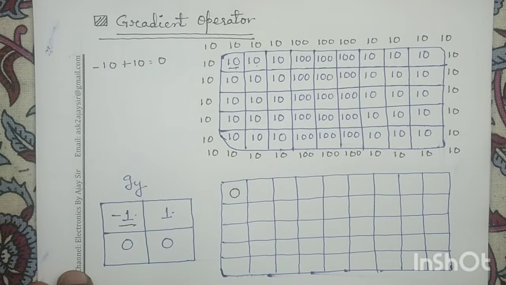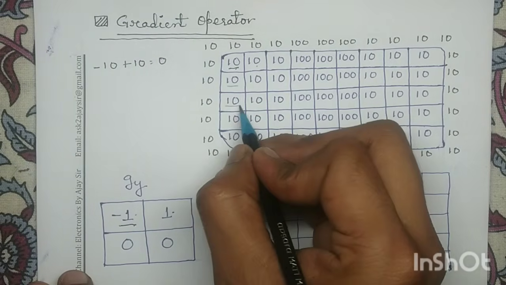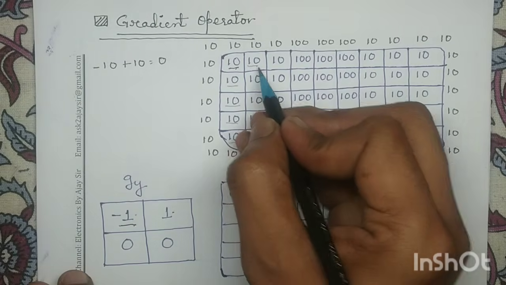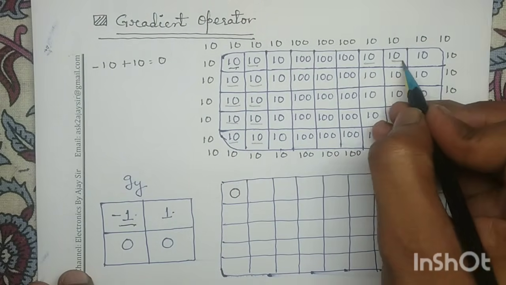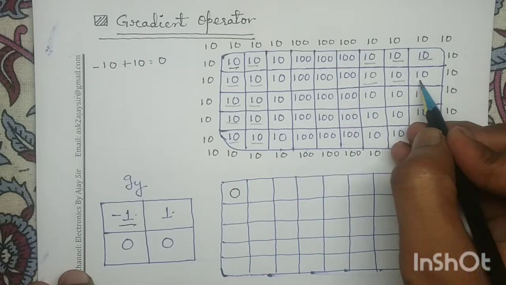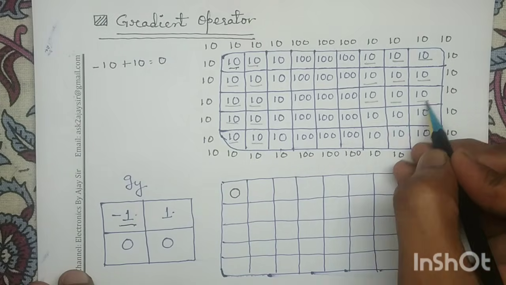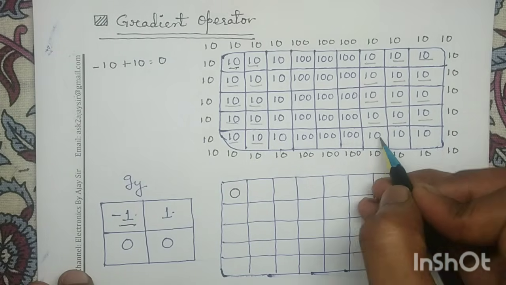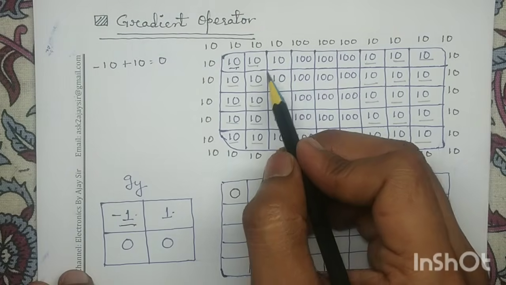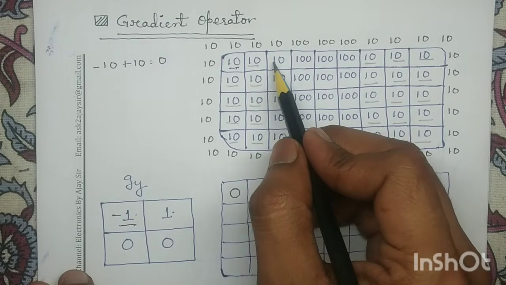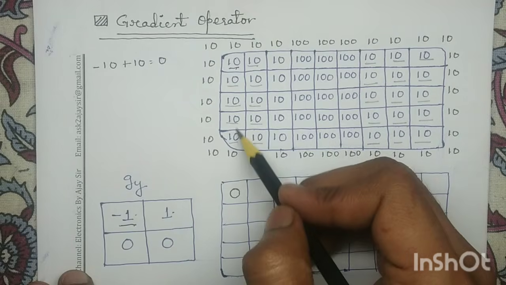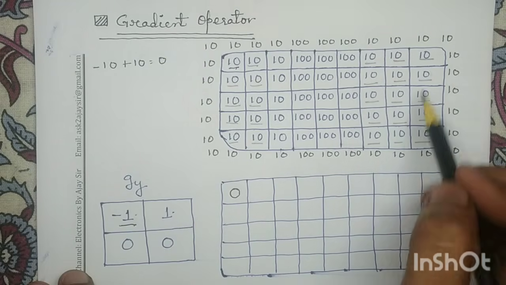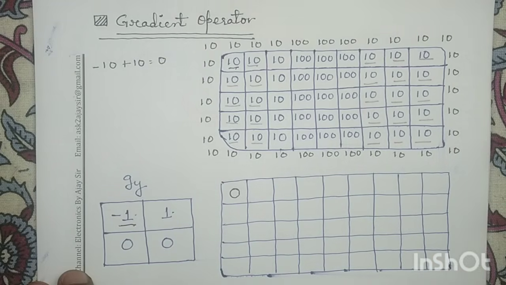In the similar manner, if you determine the response for these pixels as well as for these pixels also, you will get the same response, minus 10 plus 10, that is equal to 0. So let me write the response for all these pixels, that is equal to 0.